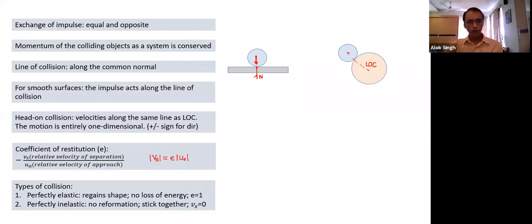Okay, so types of collision. We define the types of collision. Mostly we can define collision in terms of e. This is elastic collision. Perfectly elastic collision.